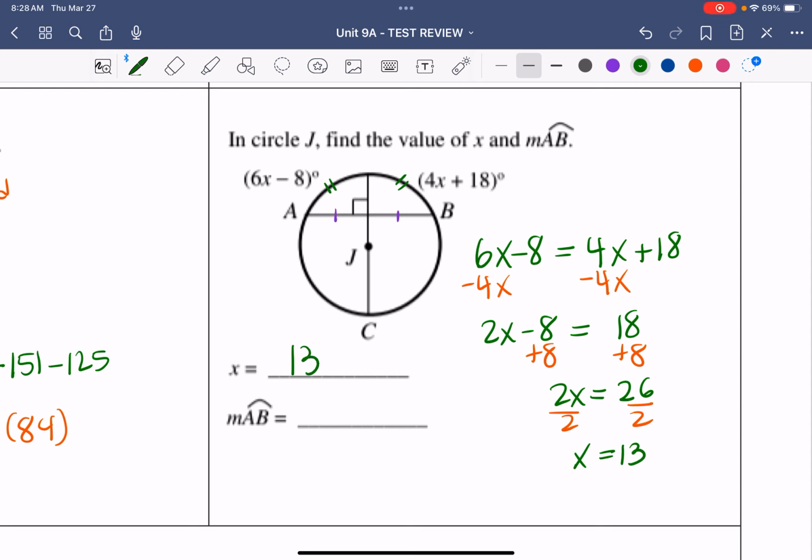Okay, but now to find the measure of AB, they want all the way across AB. So what I'm going to do is I'm just going to plug it into this half. So if I were to plug in a 13 here, 6 times 13, and then minus 8 gives me 70. Well, I know that both sides are the same, so this has to also be 70. So the measure of AB has to be 140 because it's both of them together.